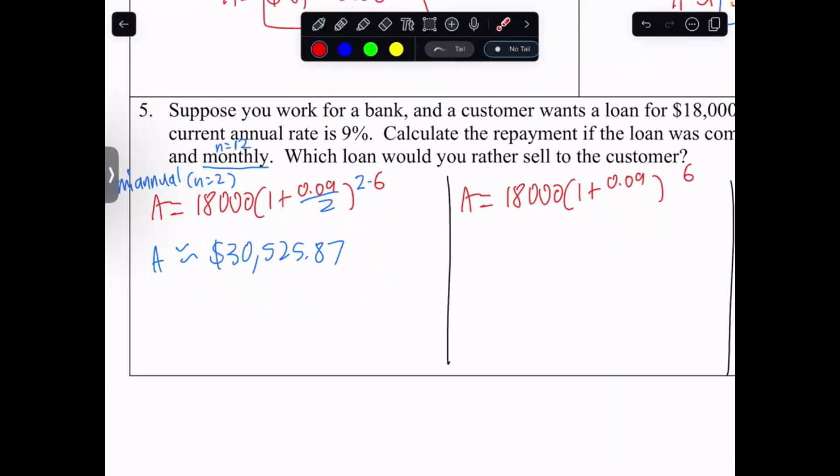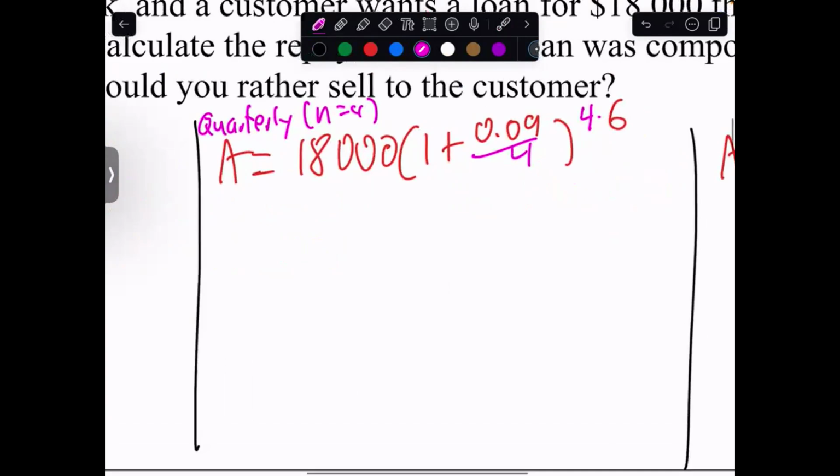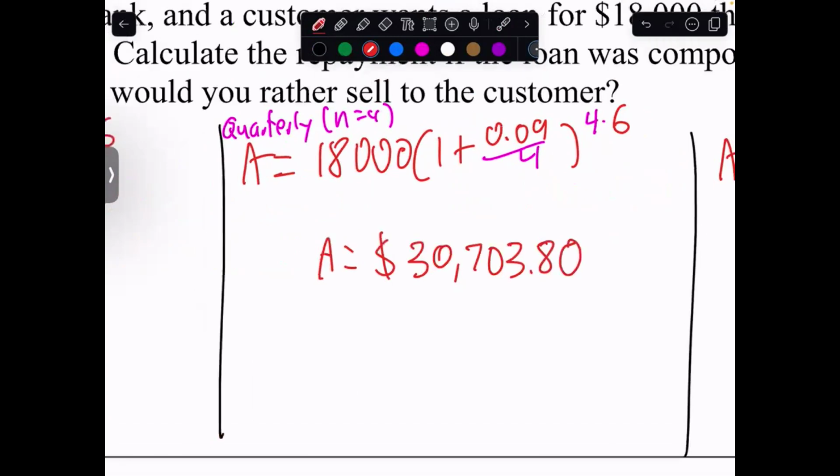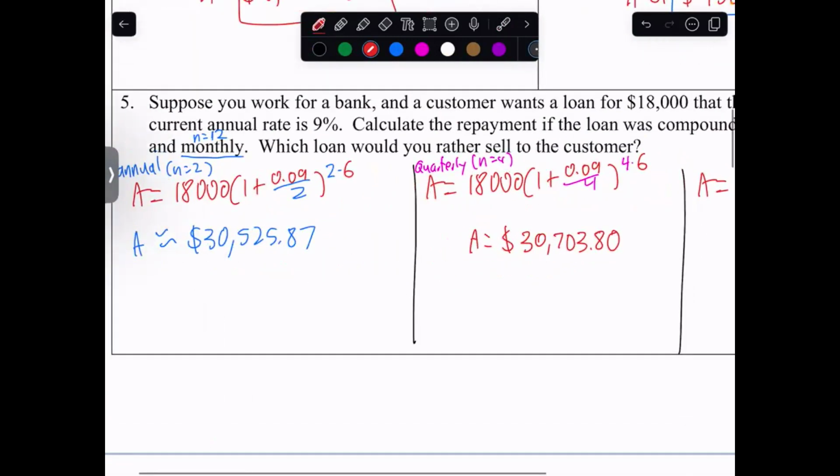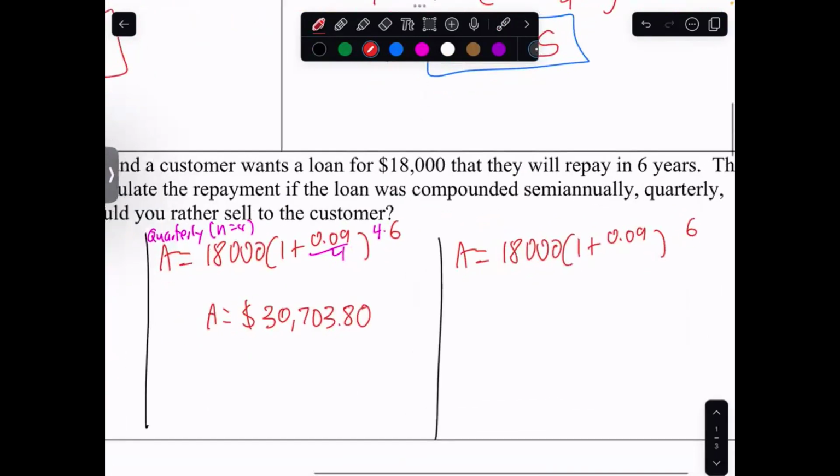Okay, now what if instead of being compounded semi-annually, it's compounded quarterly? We know that quarterly means n is 4. So if you do the same calculation but use n is 4 instead, this one would come out to $30,703.80. And then lastly, what if you compound it monthly? So what if you compound 12 times per year, after every single month?